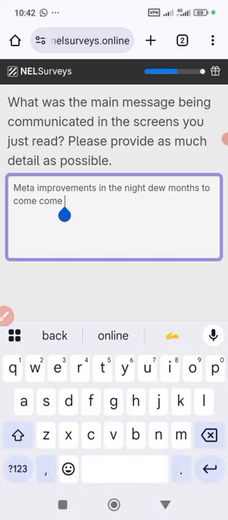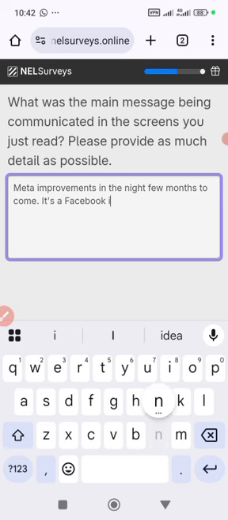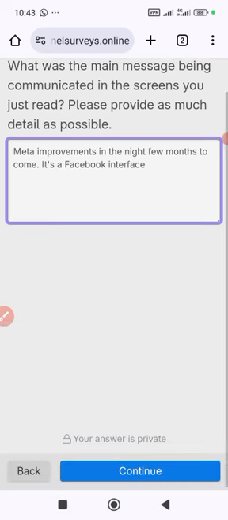But they said, what was the main message being communicated on the screen you just read? Please provide as much detail as possible. Meta improvement in the next few months to come. It's a Facebook interface. Okay, but I'll just stop here. But you already know what I'm trying to say.